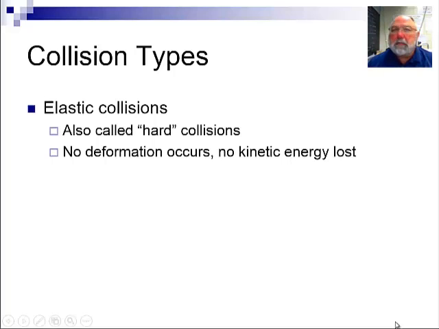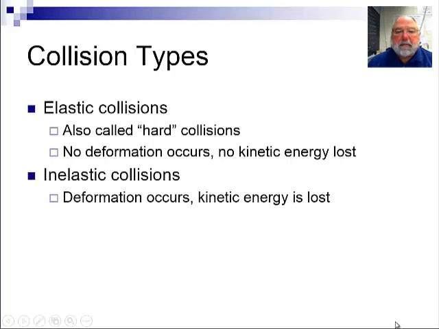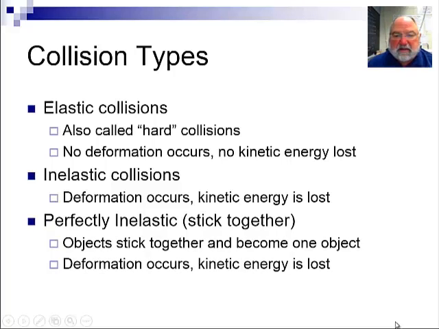Inelastic. Most collisions, in fact nearly all collisions, are of this form. Deformation occurs. What that means is the objects change shape during the collision and kinetic energy is lost. And a class of the inelastic collision is the perfectly inelastic, which means that the two objects stick together and move off as a single object following the collision. Kinetic energy is lost and deformation still occurs. So, here's your multiple choice.